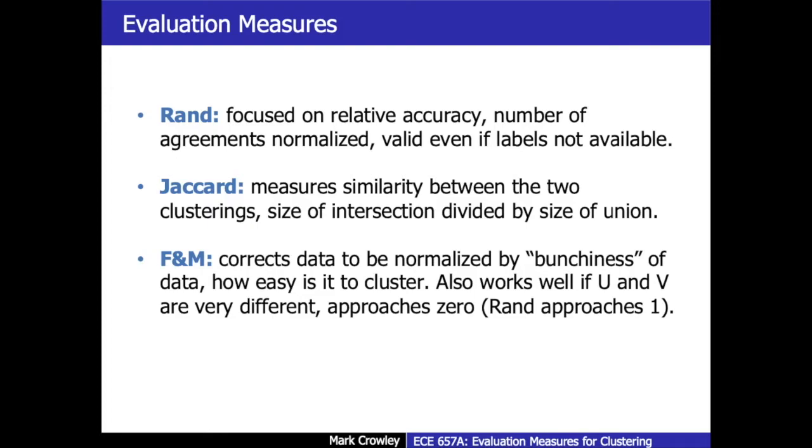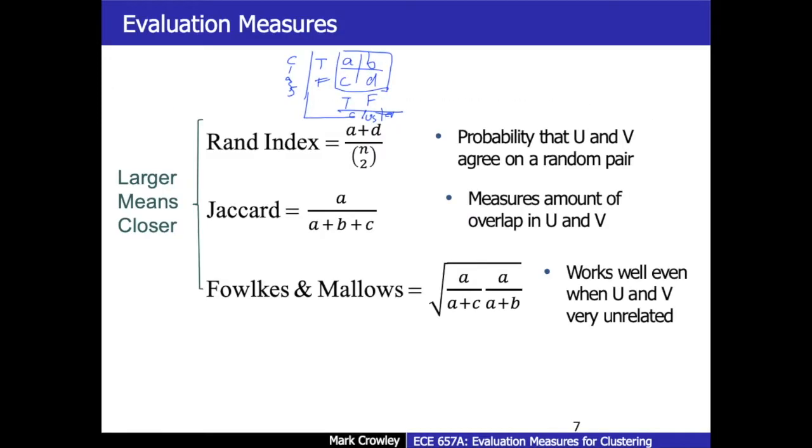The rand index focuses on relative accuracy. It's how many times you get the agreement correct, and it's normalized for the size of the data. And so it can definitely be used. If there's no labels, it's perfectly fine to use this.